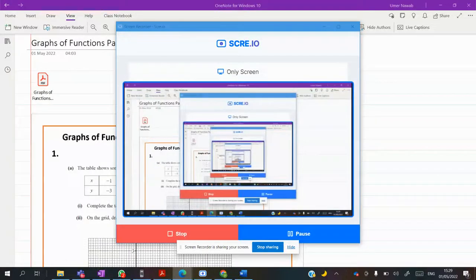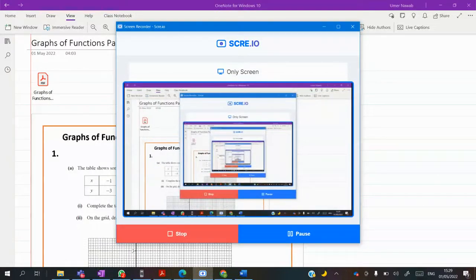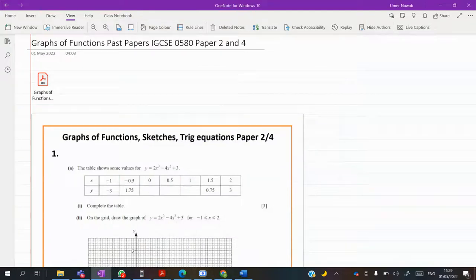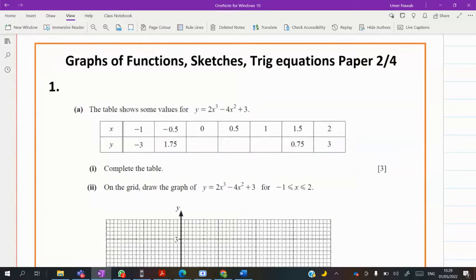Assalamu alaikum students. Today I'm going to explain one of the major topics for paper 4 in IGCSE mathematics, the graphs of functions.